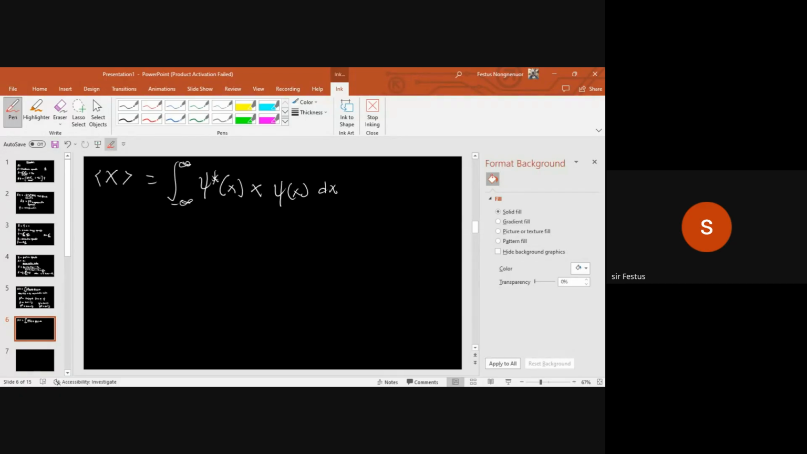So let's say in the momentum you want to find the expectation value for a momentum operator. For a momentum, the expectation value is written as this.